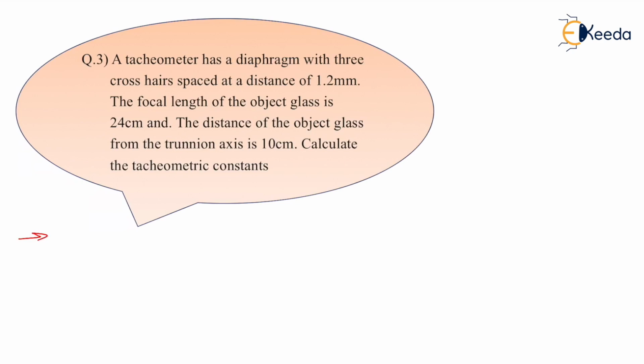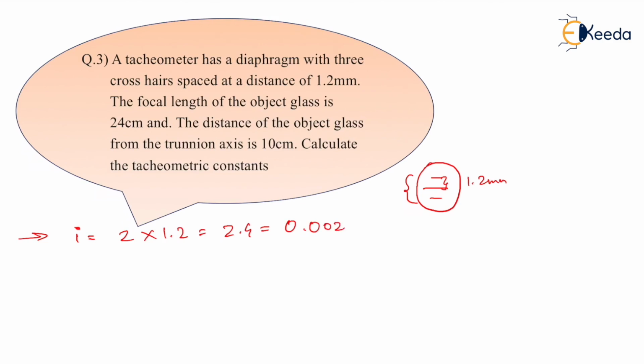So what is given over here? We have a distance between crosshairs. As we know, we have 3 crosshairs, so the difference between crosshairs is 1.2 mm. So if we calculate the total, that is 2 into 1.2, that is nothing but small i, 2.4 mm. We require all the distances in meters, so dividing by 1000 will give us 0.0024 meter.